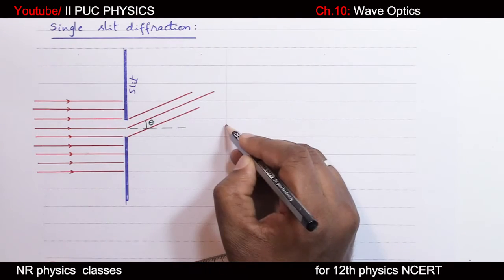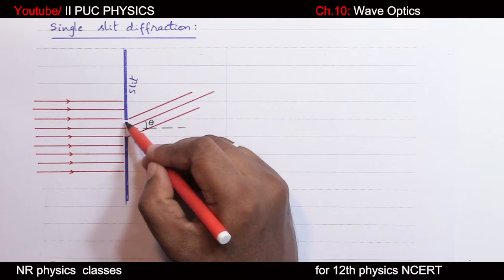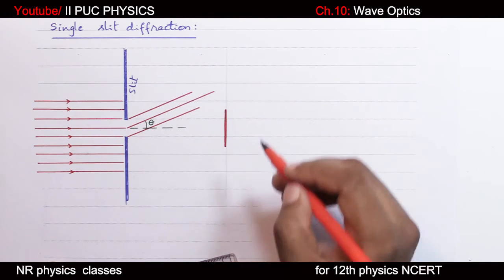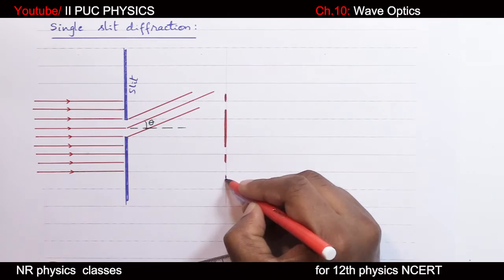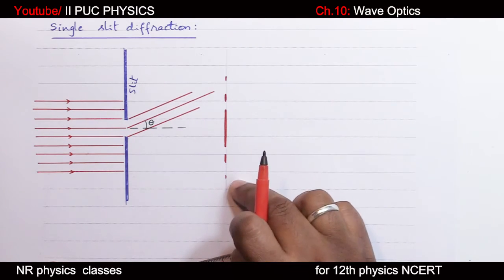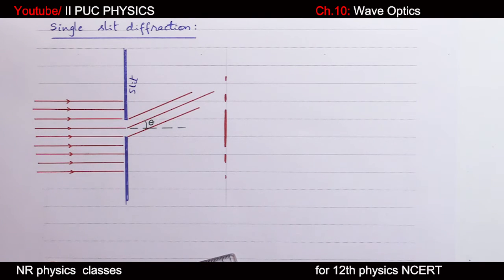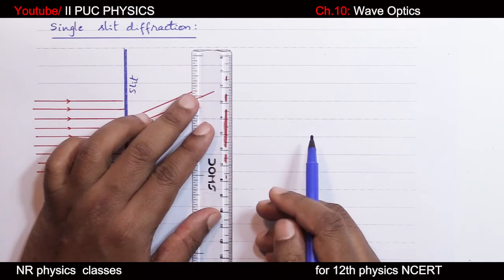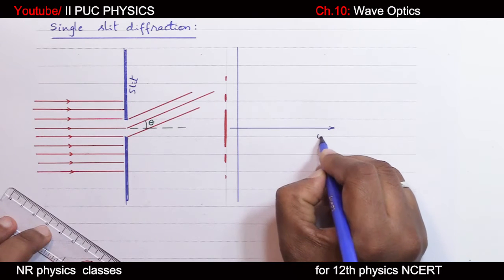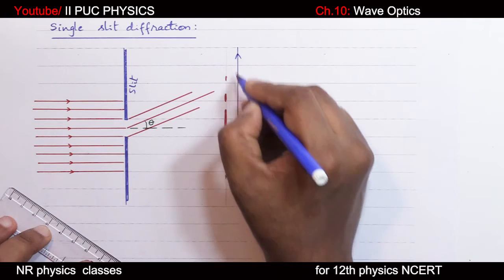Okay. If this is the screen, then because of this slit and incident light, a pattern is seen on the screen, something like this. Since we can't understand from the pattern, it is appropriate to draw the graph. So let me draw the graph. Intensity. This is for the path difference.